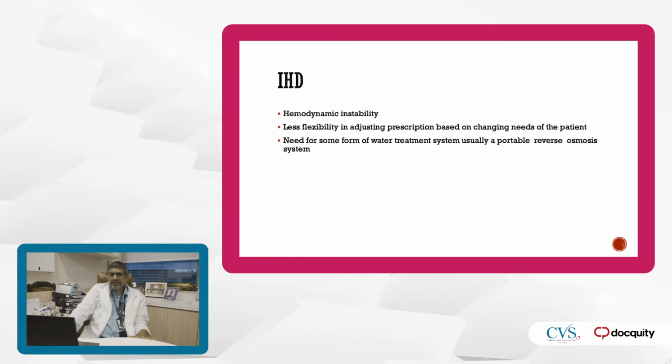The other thing about intermittent hemodialysis is that there's less flexibility in adjusting the prescription, because the patient's needs in the ICU change throughout the day. Maybe the patient is okay in the morning, but at night needs some blood or fluid removal, whereas the dialysis has already been done for that day in the morning. Whereas when we do continuous therapy, it's ongoing, so we can always adjust the fluid removal according to the patient's needs. And the third problem with intermittent hemodialysis is that you need some form of water treatment system. Usually we use a portable RO system, a reverse osmosis system.